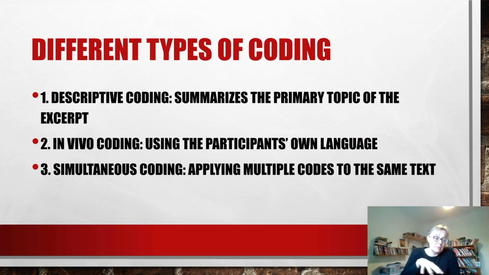The last type of coding is simultaneous coding. That's when you use multiple codes at the same time. It's very rare you just use one type of coding when you're analysing transcripts. You generally will do a number of different types of coding, and of course the advantage to that is triangulation. The advantage is you're more robust in your analysis because you're using more than one type of coding.